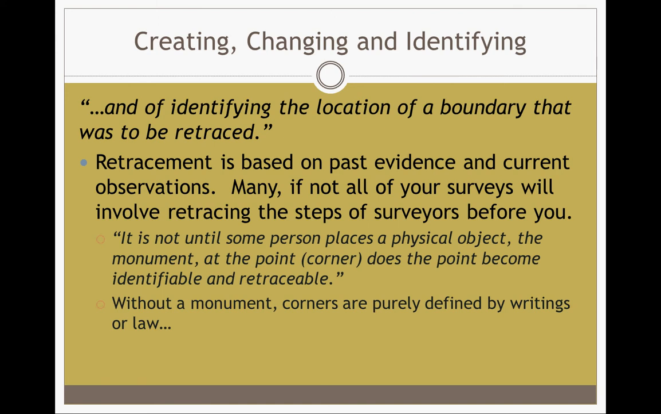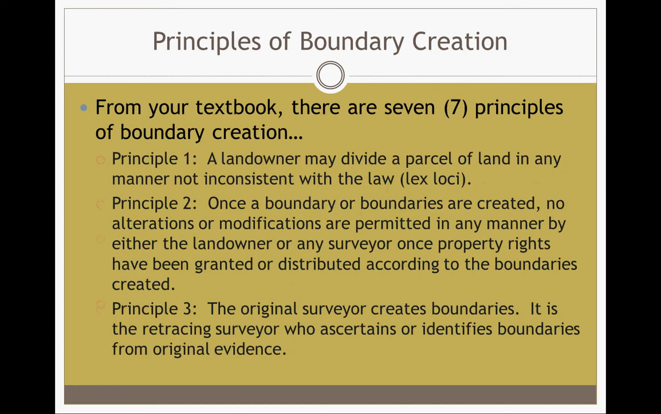Remember, we talked about there was action, writings, and law in processes that we could create a boundary. Well, retracement of these boundaries is extremely important, and without monuments or corners to define where that boundary is, we're kind of left up to chance on locating the boundary. So retracement involves a lot of research, not only in the courthouse but also out in the field.